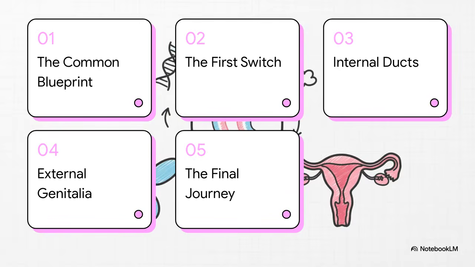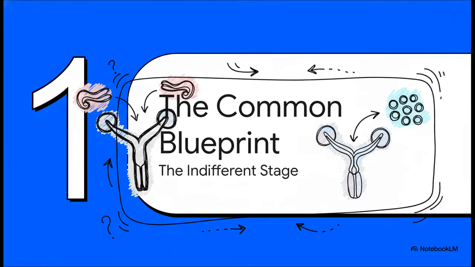So here's our game plan for this explainer. First, we'll look at that common blueprint. Then, the first genetic switch that changes everything. We'll follow the two different paths for all the internal plumbing and the external parts, and then we'll wrap up with the final journey everything takes to get into place. Okay, let's start at the very beginning, the common blueprint.